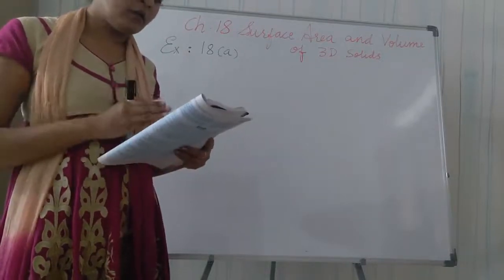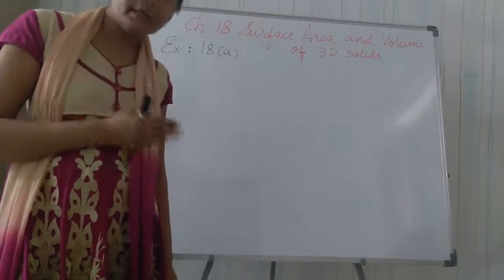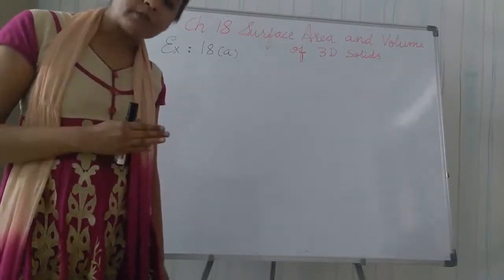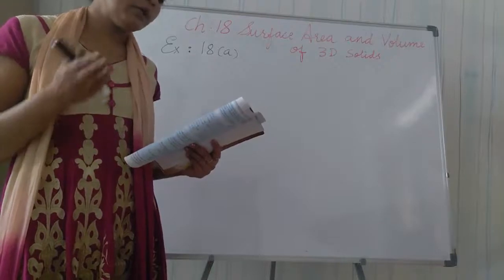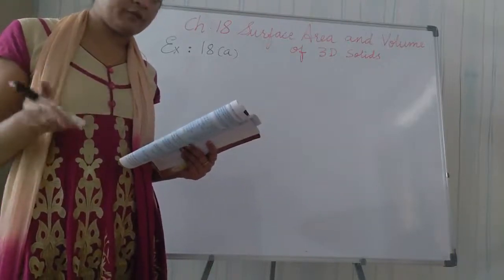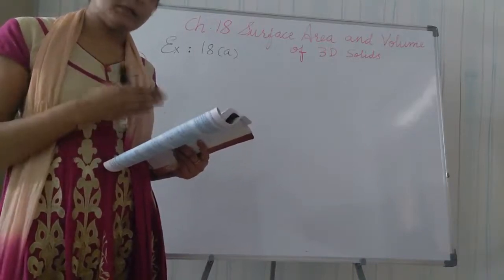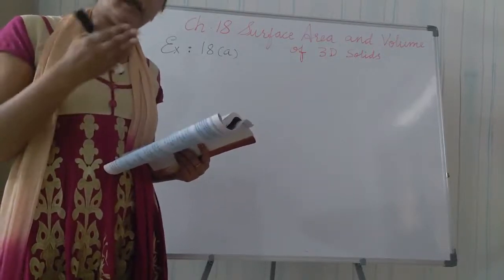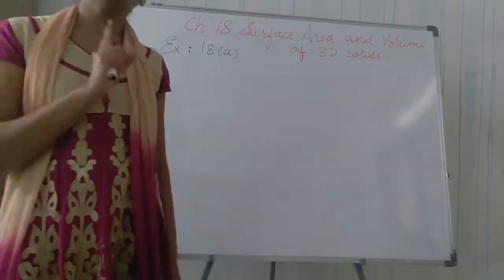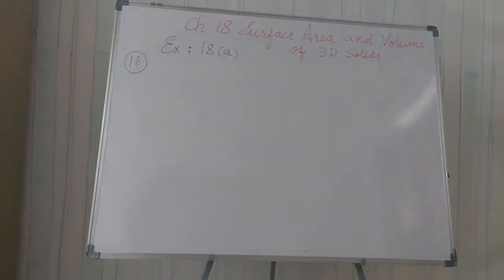Here you are given the external dimensions of the box, so you have to find the internal dimensions. To find them, you have to convert 7.5 mm into centimeters as 0.75. Using that you can get your internal dimensions by subtracting 2 multiply 0.75 thickness in length and breadth, but not in height. In height you have to subtract only one time, not two times. This way you have to solve exercise 18A, question number 18, by the same method.